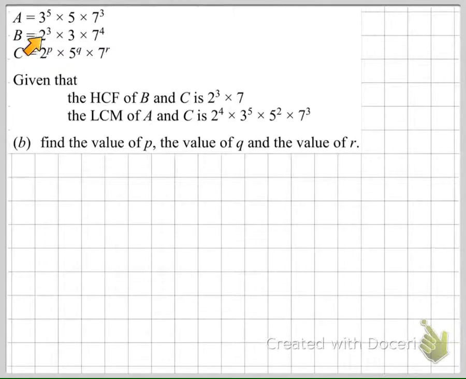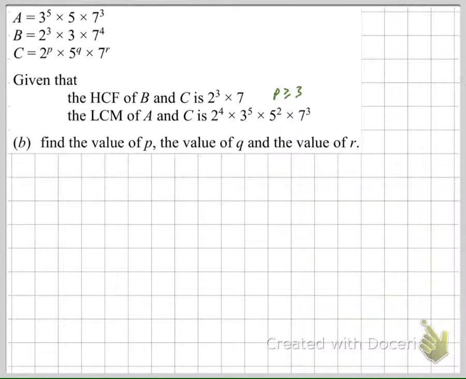Well, we've already got 2 to the power 3 there, so P could be 3, but it could also be 4 or 5 or 6 or 7 or 8 or 9, etc. Still, the lowest of those would be 2 to the power 3. So it doesn't really tell us anything, we still don't know what P is. I suppose we could say that P is at least 3, greater than or equal to 3.